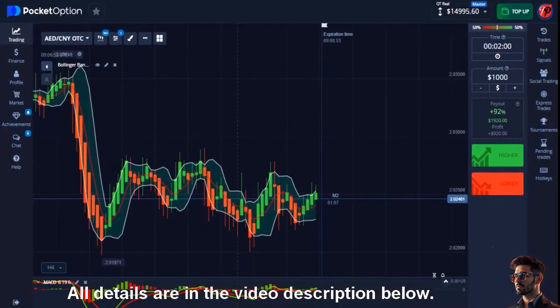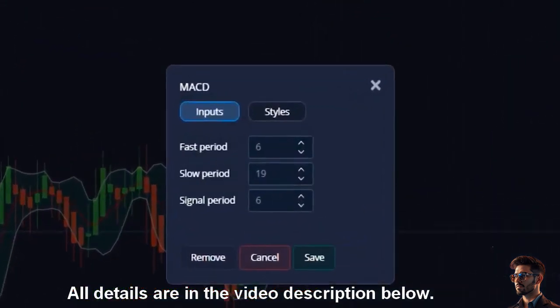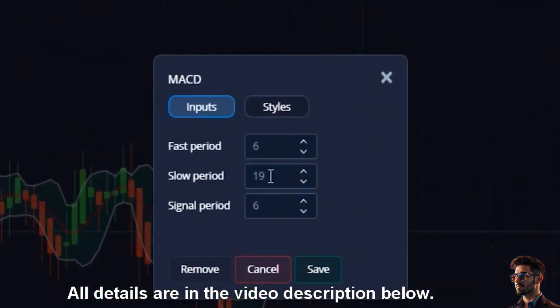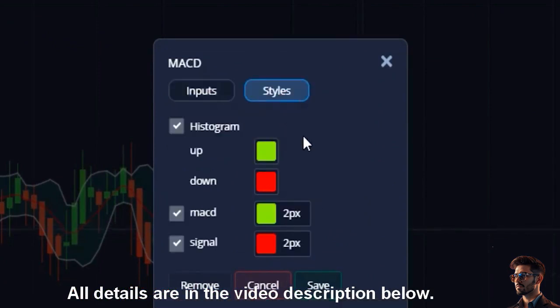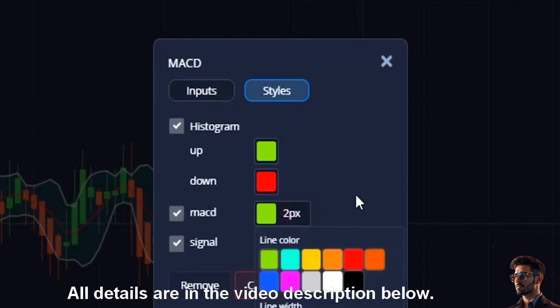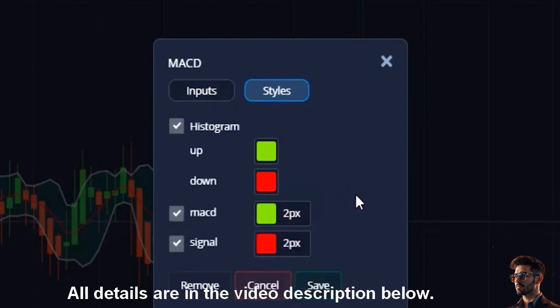And my MACD indicator comes with a fast period of 6. The slow period is 19, while the signal period is 6. On the style part here, I make sure I take the MACD line here and the signal line here to 2 pixels. So that's pretty much all you have to do. When you're done, you hit save.